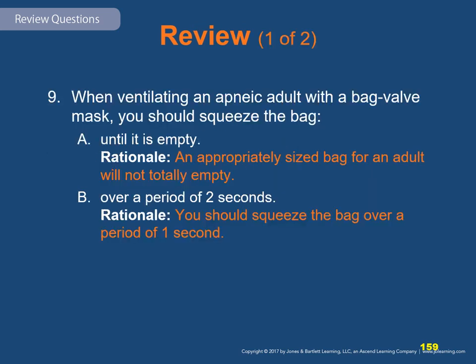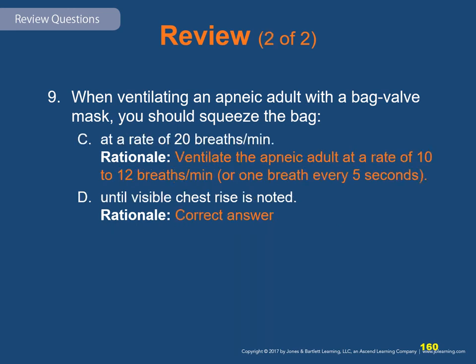Number 9, when ventilating an apneic adult with a BVM mask, you should squeeze the bag A, till it's empty. That's incorrect because an appropriately sized bag for an adult will not totally empty. B, over a period of 2 seconds. You should squeeze the bag over a period of 1 second, not 2 seconds. C, at a rate of 20 breaths per minute. That's incorrect because it's 1 breath every 5 seconds. And D, until visible chest rise is noted. And as we reviewed, that is the correct answer.